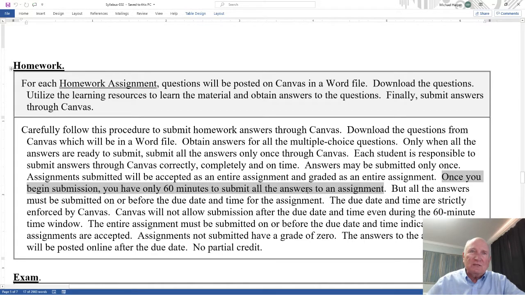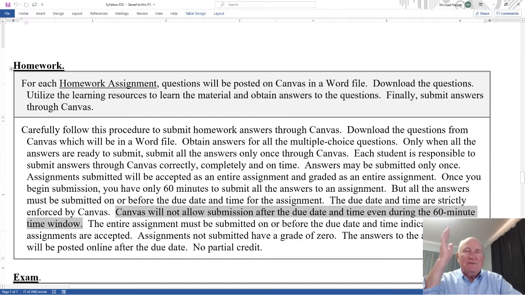But all the answers must be submitted on or before the due date and time. The due date and time are strictly enforced by Canvas. Canvas will not allow submission after the due date and time, even during the 60-minute time window. In other words, at 11:58 and 59 seconds, you open it up, it'll close it. So wait a minute, I thought I had 60 minutes. No, you don't. You have 60 minutes before the due date and time. But that due date and time will be honored by Canvas.